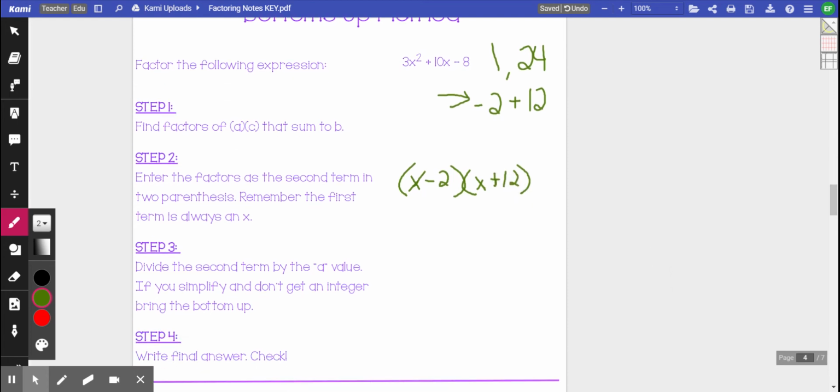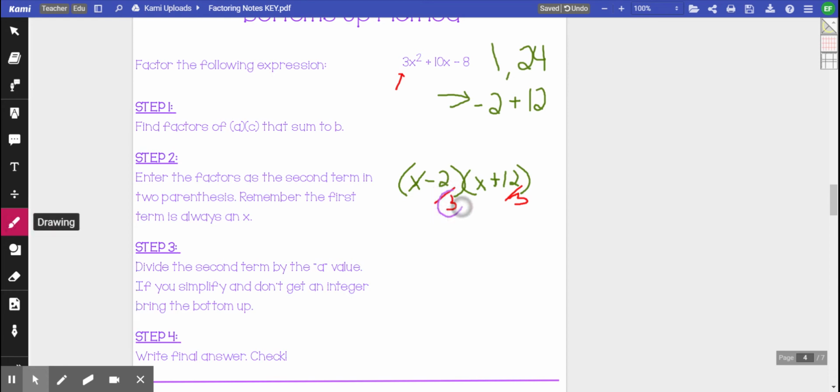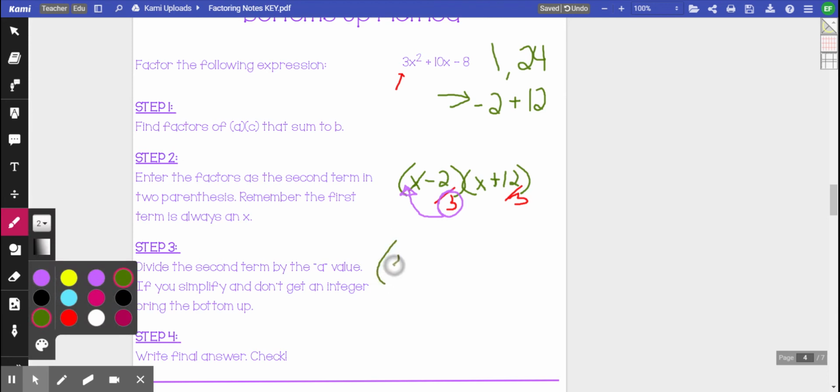Step number 3, divide the second term by the a value. If you simplify and don't get an integer, bring the bottom up. So what this means is we're going to take our second term and divide it by our a. Again, our a value is going to be a 3. So I'm going to divide by 3 and divide by 3. 2 divided by 3 is not going to give me an integer. So that's when this approach's name comes up, and that's bring your bottom up. So here's my bottom, and I'm going to bring it up in front of my x. So this is going to leave me with an answer of 3x minus 2.